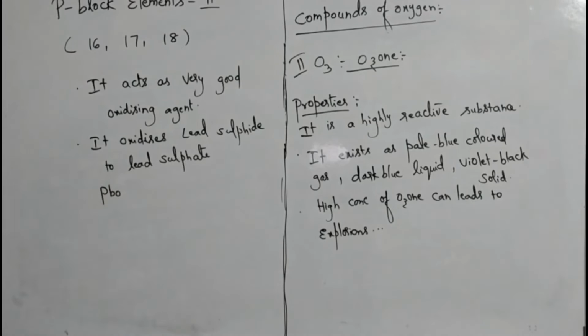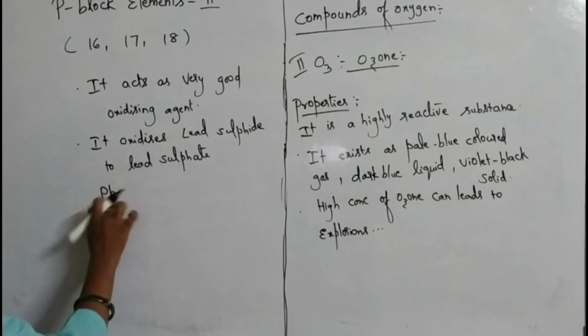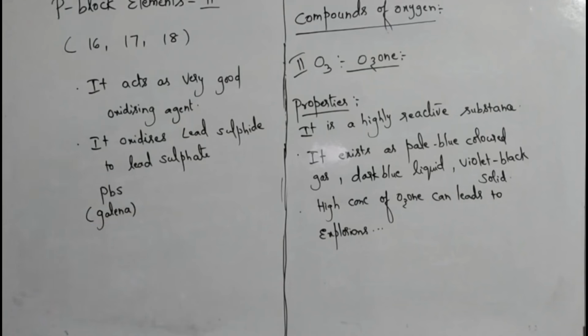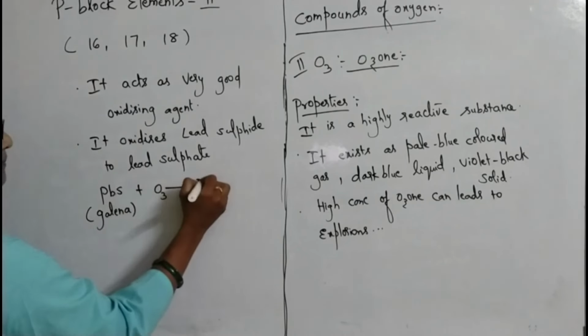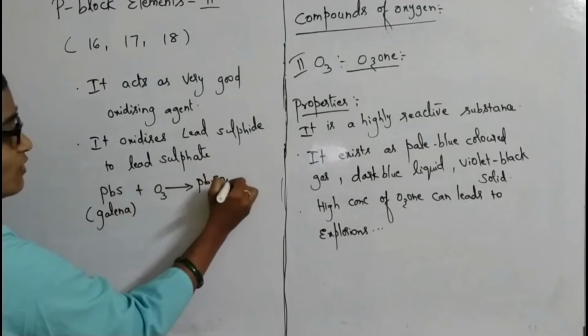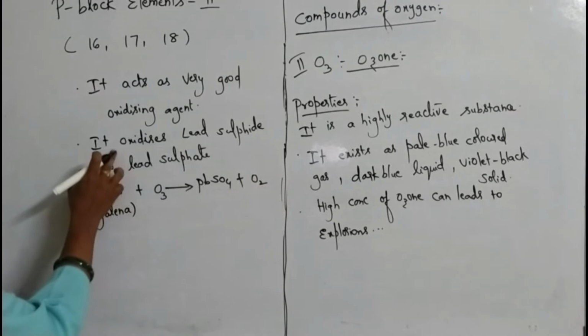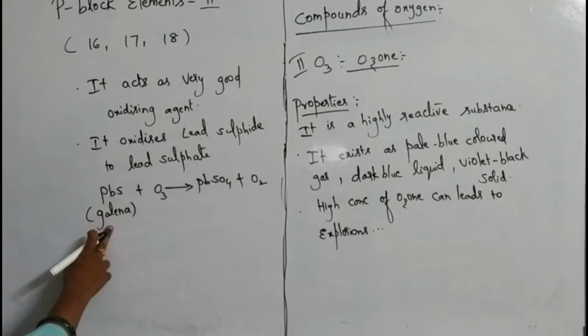Lead sulfide is PbS, galena. In the ore form, you call it galena. In the presence of ozone gas, it gets oxidized to lead sulfate, PbSO4. Sulfate is SO4. And along with that, you will get oxygen also. So it oxidizes lead sulfide, galena, the sulfide ore of lead. Pb means lead, plumbum.